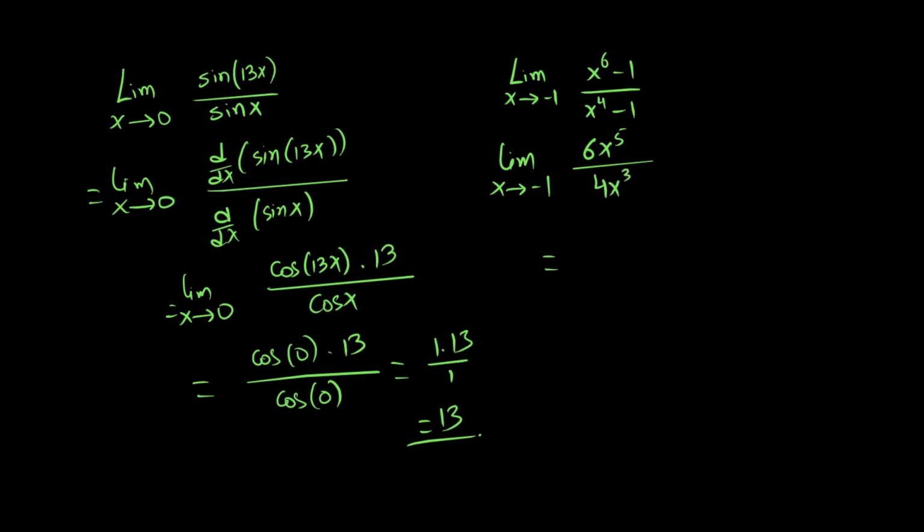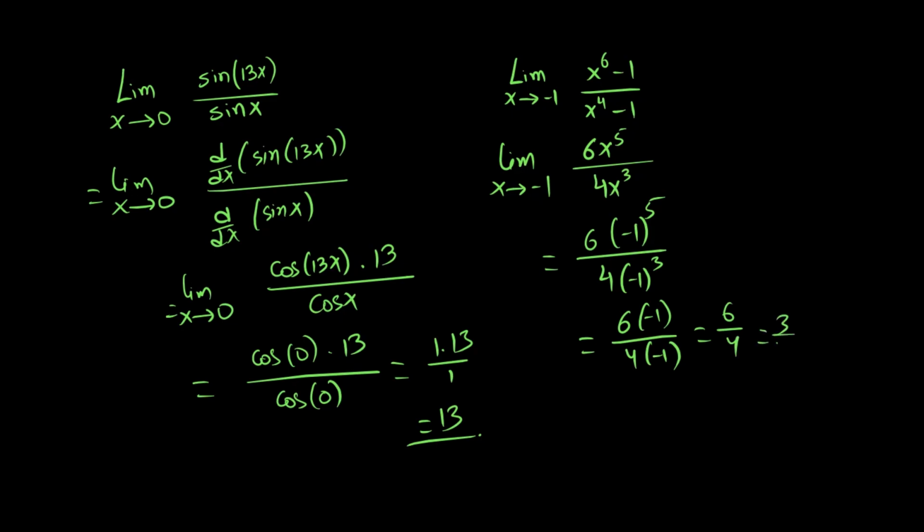Now you have 6 times minus 1 to the 5, over 4 times minus 1 to the power 3. 6 times minus 1, 4 times minus 1, 6 over 4 or 3 over 2.